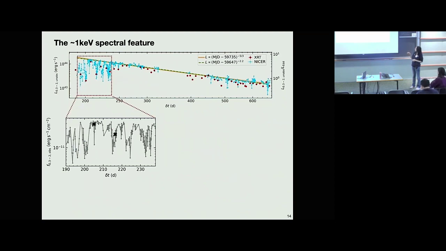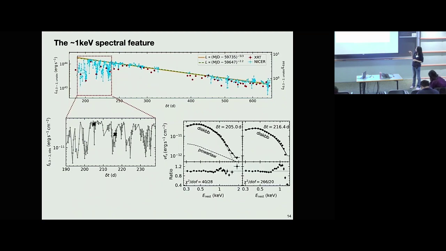So here I selected 2 observations to show the spectral fit. You can see that maybe in this observation, there is this residual around 1 keV that can be accounted for if you just add 1 Gaussian line emission. But in this observation and in some others, this residual feature is just so strong that it's not possible to explain it with just 1 line.